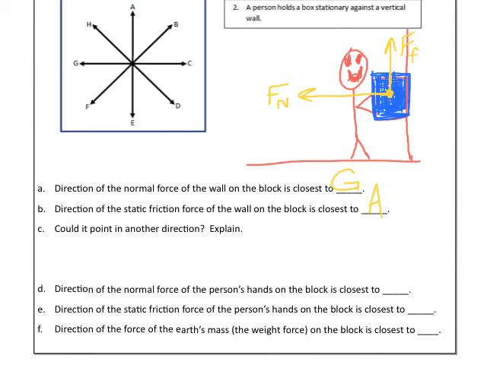Okay. When it says could it point another direction, you can scratch that out. It could be side to side, but we don't do 3 dimensions in here. We have another normal force, also could be applied, but they're calling it normal here. The person's hands on the block. Which way do their hands push? Good. Hands pushing into the wall.